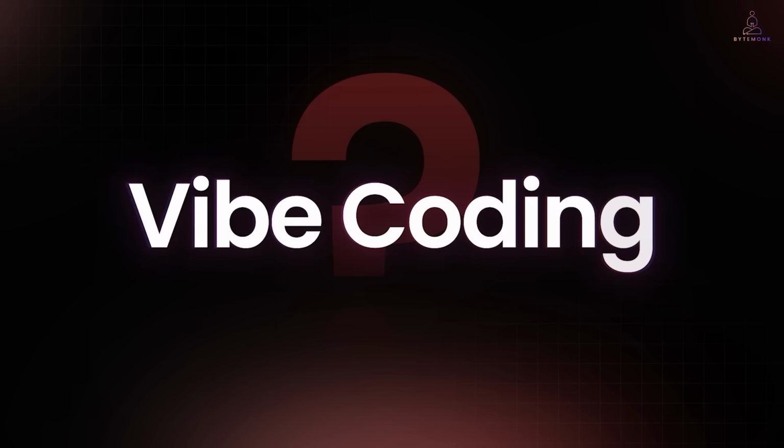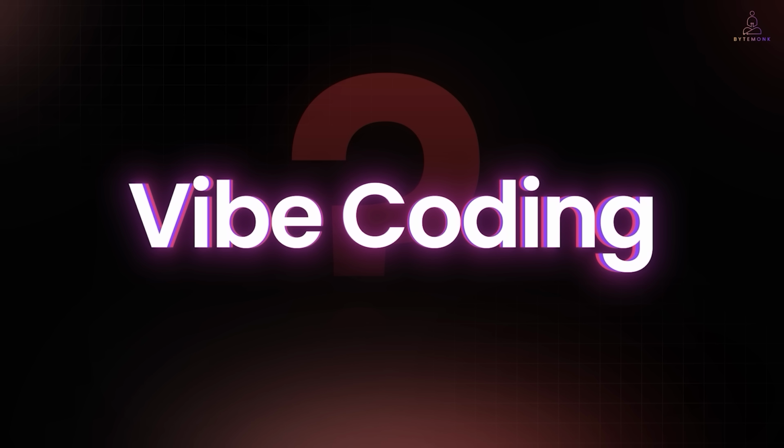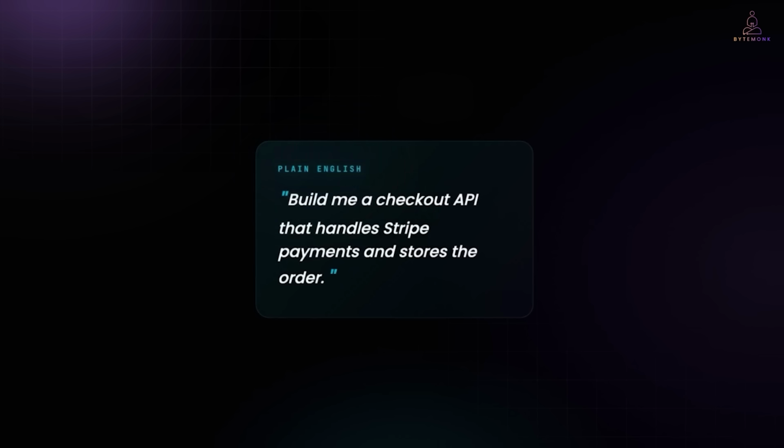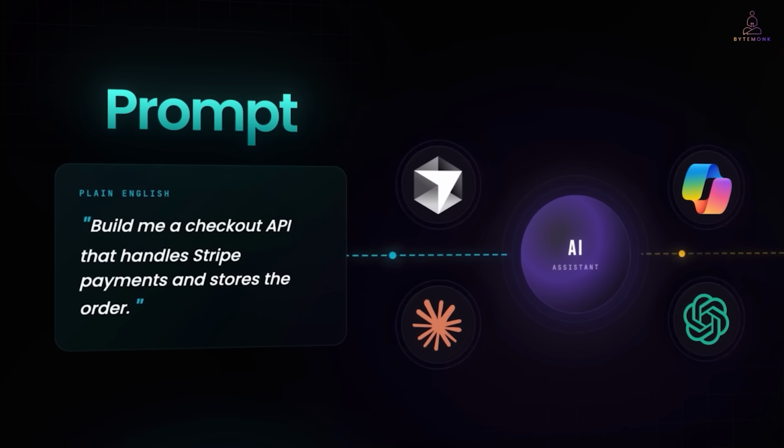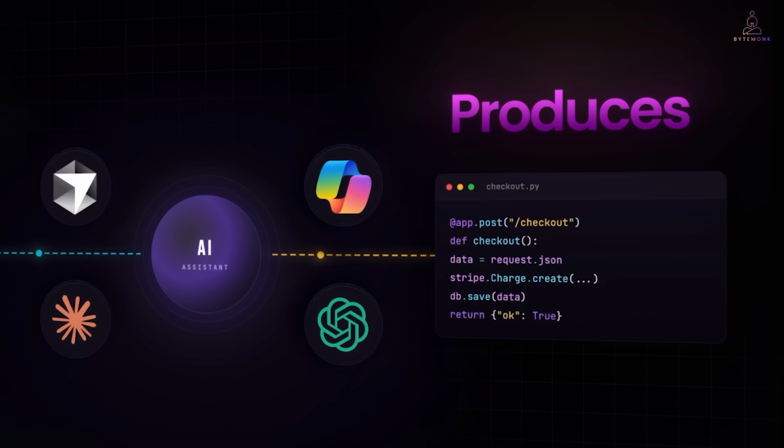What is vibe coding? It basically means writing software by describing what you want in plain English and letting an AI generate the actual code. You prompt, it produces, you ship.